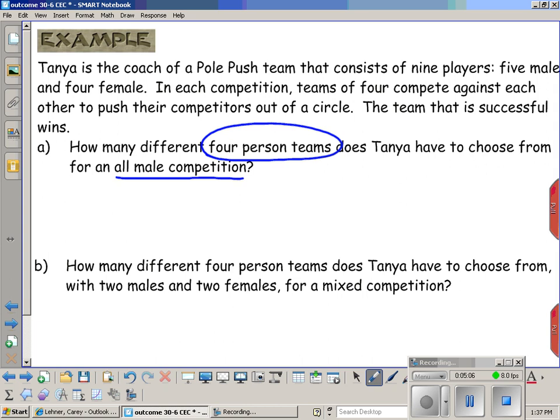All males. We only want to choose from the males. So if you look at the original question, there are 5 males on a team. So we have 5 males to choose from. We are choosing 4 of them for these teams. So 5C4, your answer would be 5. If you do not have a calculator with that button, you are doing 5 factorial over, we're choosing 4, and there's 1 extra. So 4 factorial, 1 factorial. And you would get an answer of 5. So she could make 5 different teams.